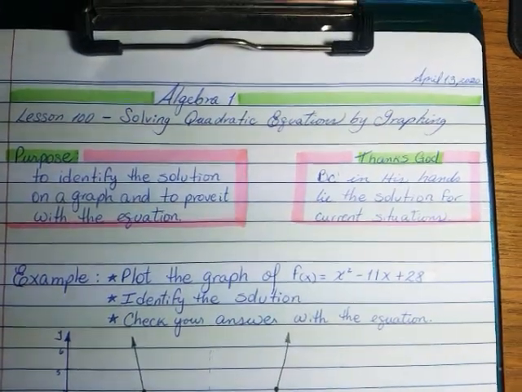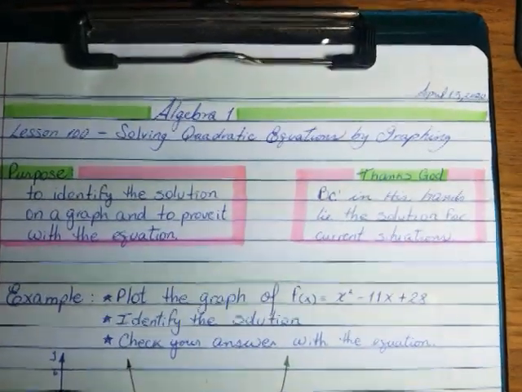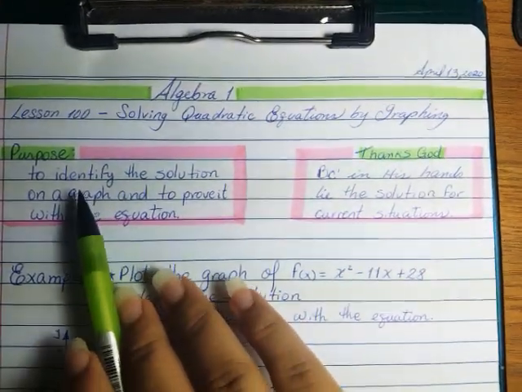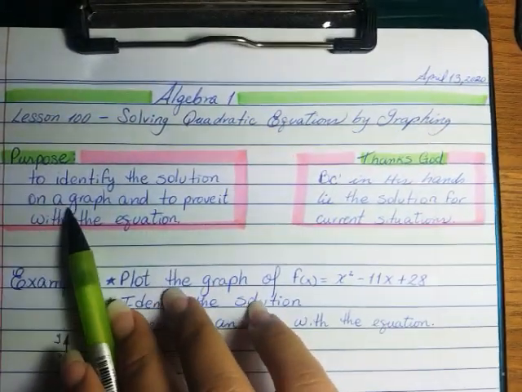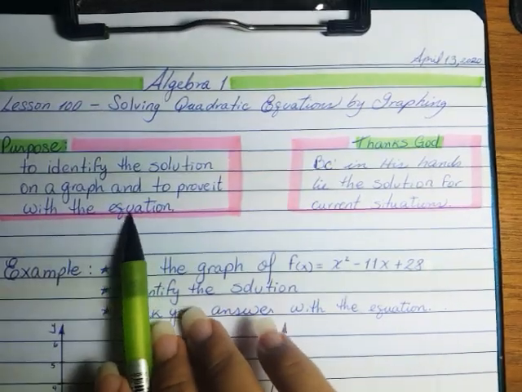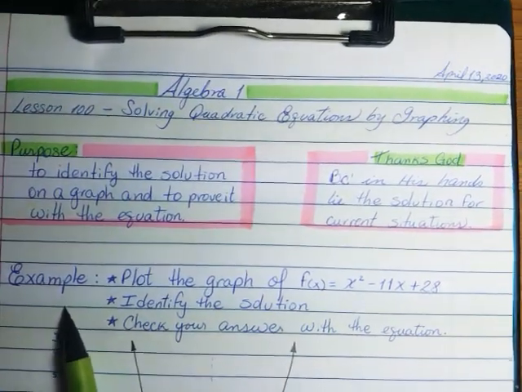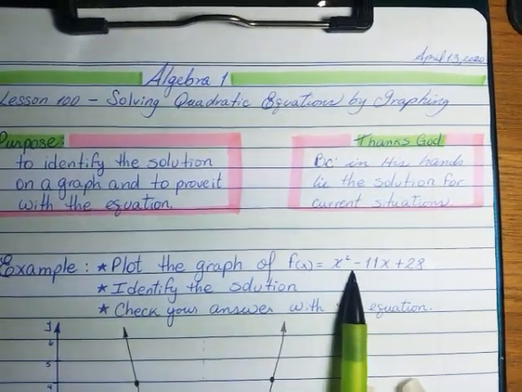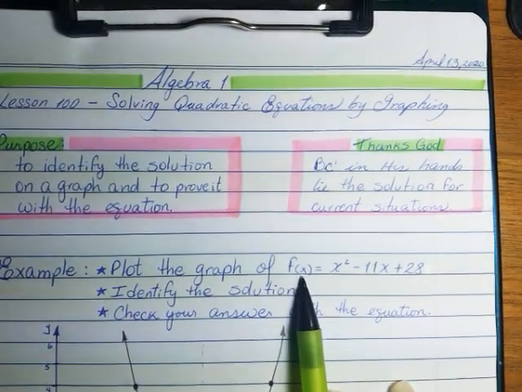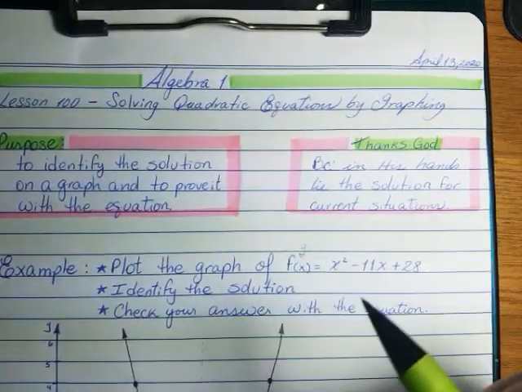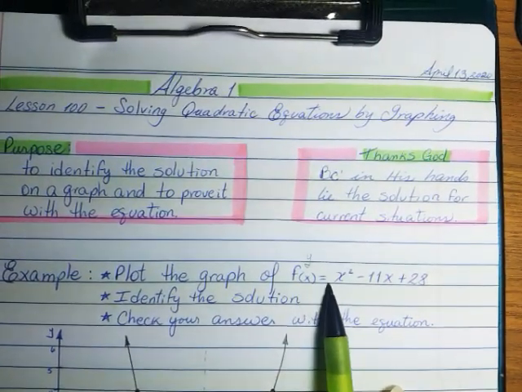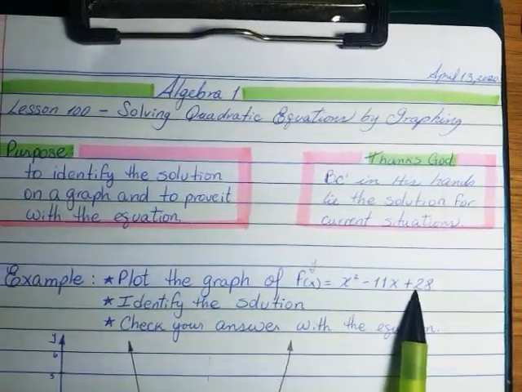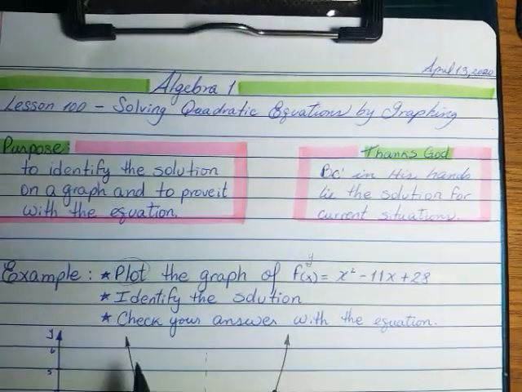Today's lesson is lesson 100. Woohoo! It says solving quadratic equations by graphing. The purpose of this lesson is to identify the solution on a graph and to prove it with the equation. As in example 1, it says first plot the graph of f of x, which you can remember is also y. f of x equals x squared minus 11x plus 28. That would be the first step, to plot that graph.